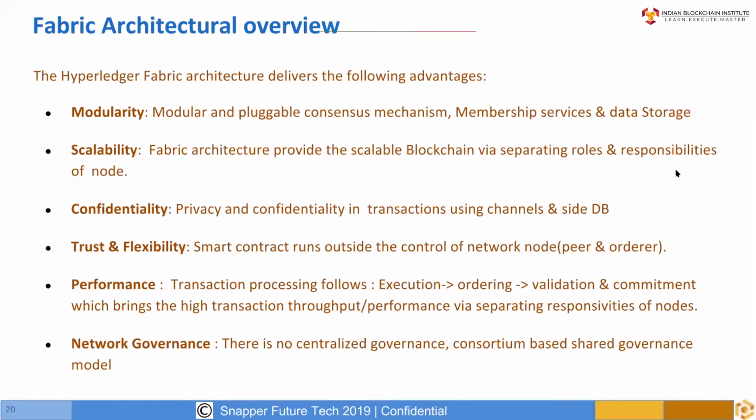Network governance: there is no centralized governance, it is a consortium-based shared governance model. There is a consortium of organizations that governs this network. There could be one organization, two organizations, or multiple organizations sharing this governance model, sharing the network and governing this network.